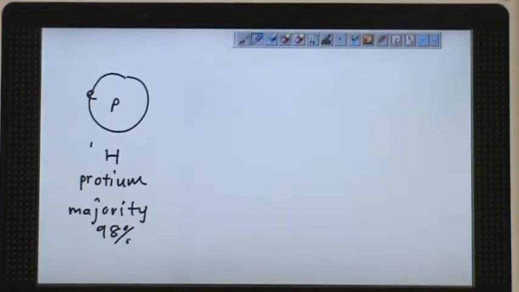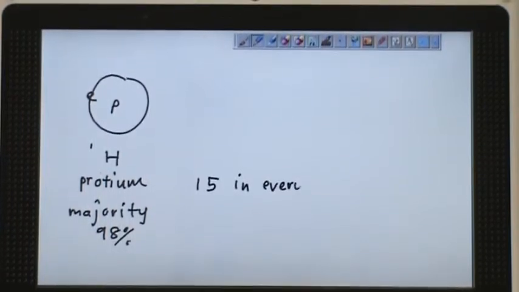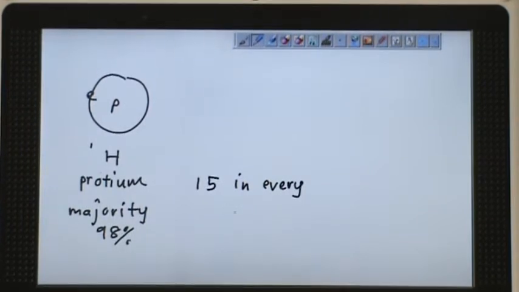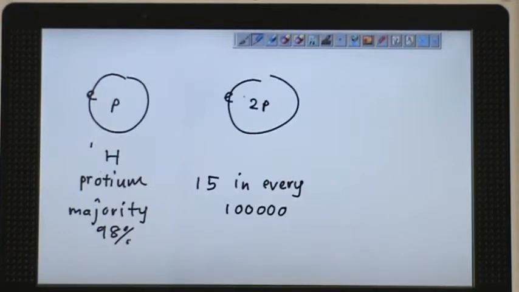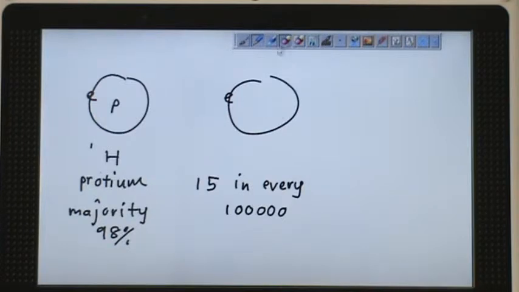And they say 15 in every 100,000 are like this. They have 1p and 1n. This one, the characteristic is that there's no neutron. So this is 1,1H, while this is 2,1H, and this is what we call deuterium.